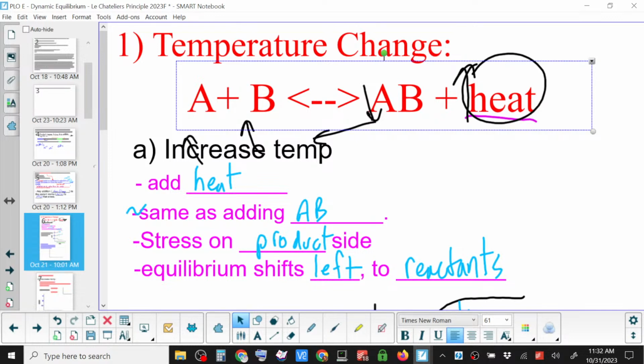What happens to rate when you increase the temperature? It goes up. So the rates of both have gone up. But because this is a product, it has affected one side more than the other side. And that's your next graph.